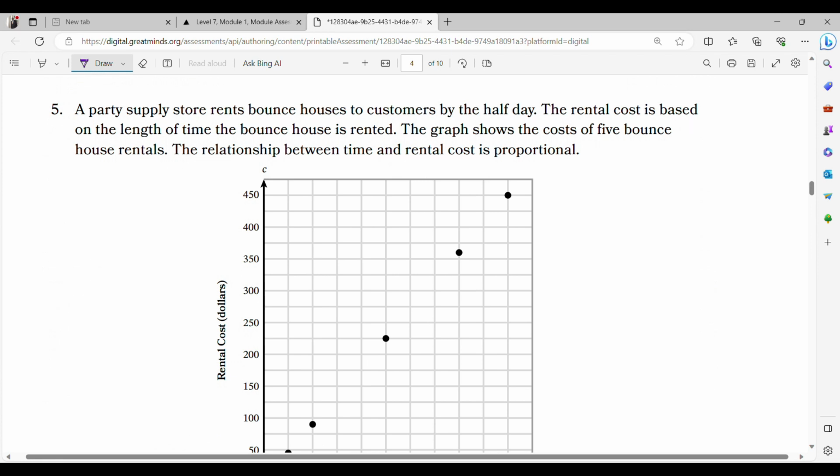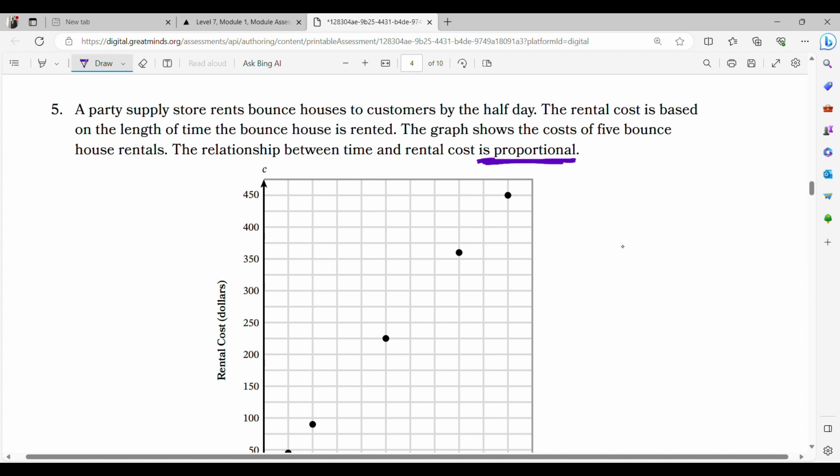All right, a party supply store rents bounce houses to customers by the half day. Whew, that's a long rental. The rental cost is based on the length of time the bounce house is rented. The graph shows the cost of 5 bounce house rentals. The relationship between time and rental cost is proportional. All right, they're telling us it's proportional right here.